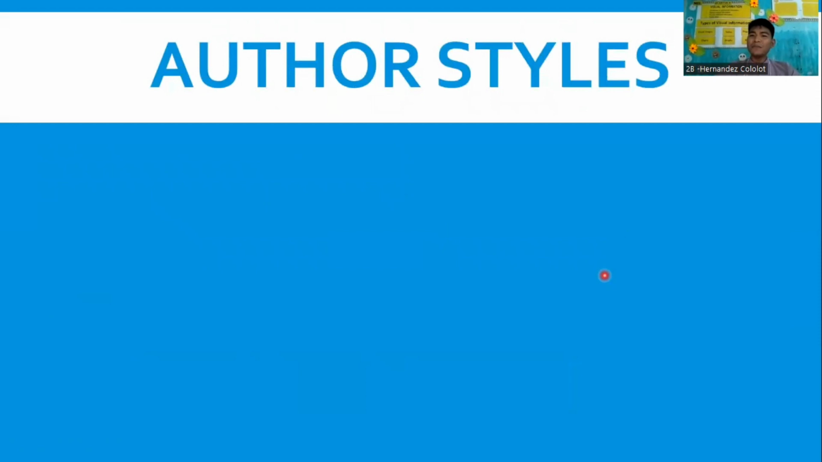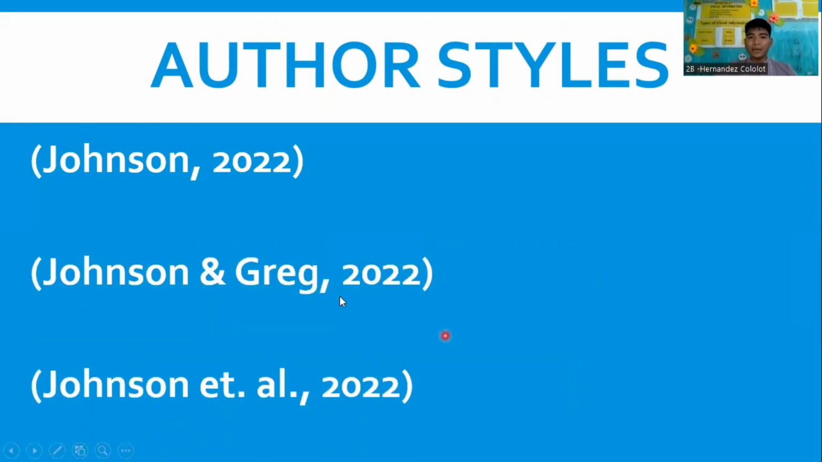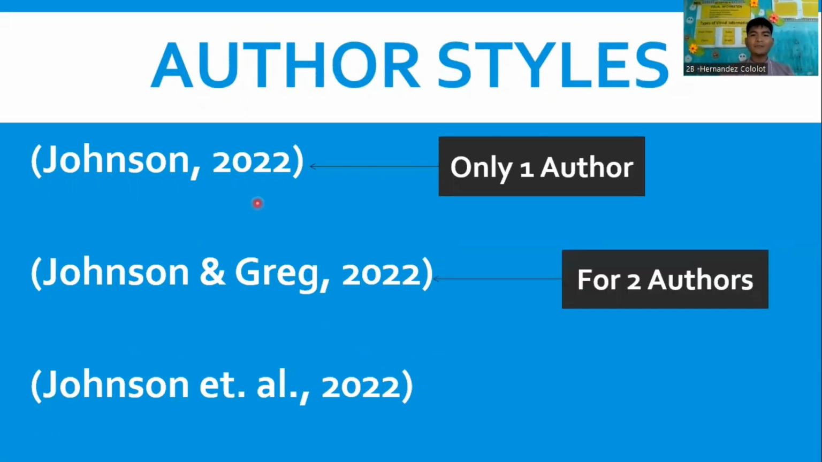Next, we have the author styles. In in-text citation, there are three styles. Because when we talk about citation, we assume there are varied authors. The first example is for a single author. When there is only one author, you use the surname and the year of publication. The second example is for two authors. As you can see, we have here Jensen and Greg 2022.